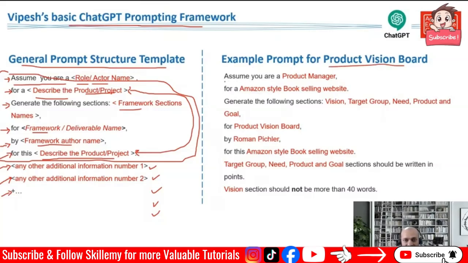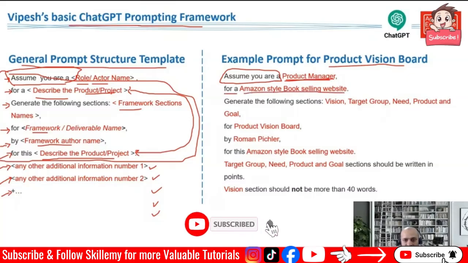Here ChatGPT is exactly following the template. Assume you are a product owner. This wording remains the same as the template. If you look here, I'm saying "assume you are," right? And here I'm just filling in the name of the role, product manager. Then in the next step, for an Amazon style book selling website, we are describing the product or project on which we are working. In this case, we are working on an Amazon style book selling website as a product.